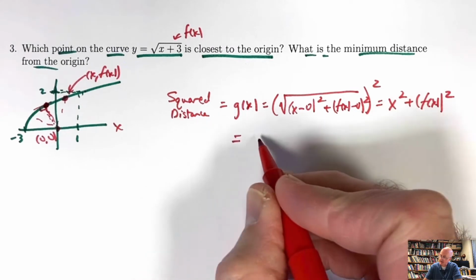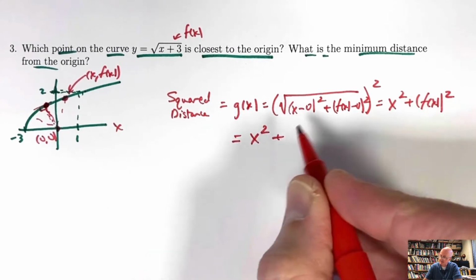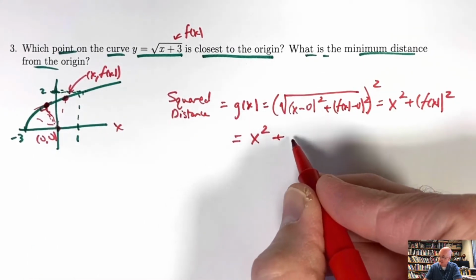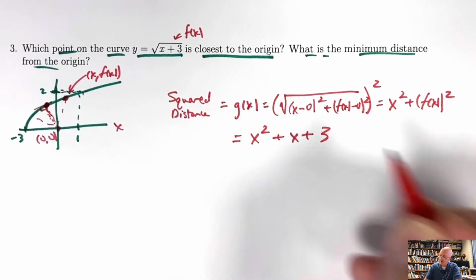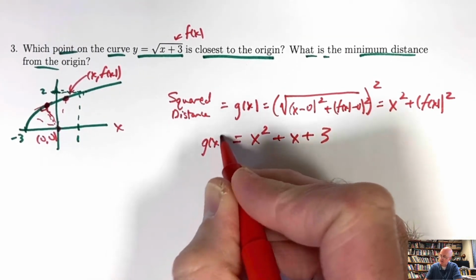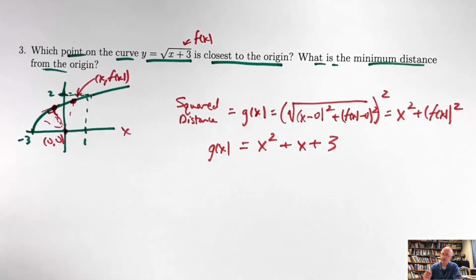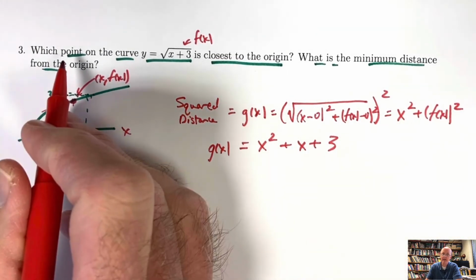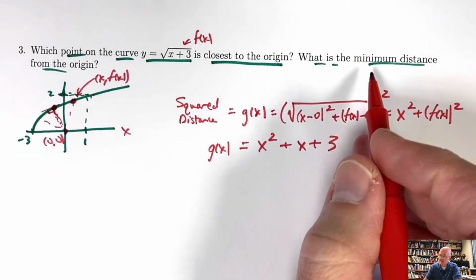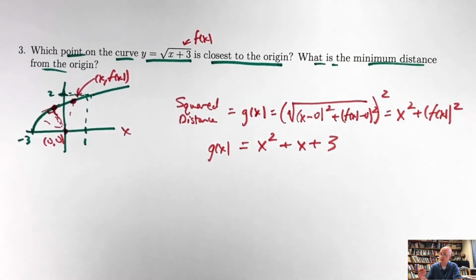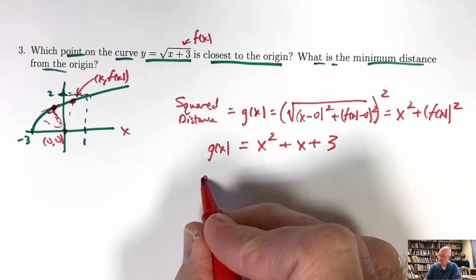But for this particular example, it simplifies to x squared plus, take this thing and square it, its square root goes away. This is the g of x function that we want to minimize. Setting it equal to 0 and solving for x will give us the point that we're after, but not the minimum distance that we're after. We would have to take a square root at the end to find the minimum distance.